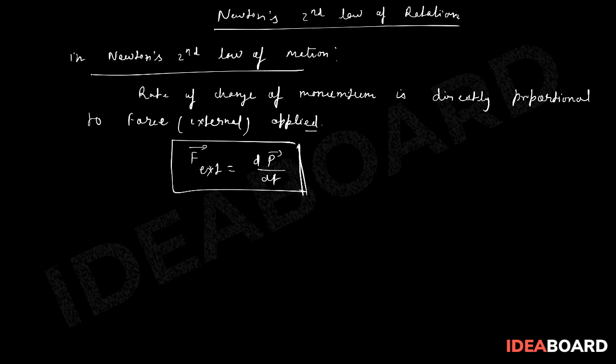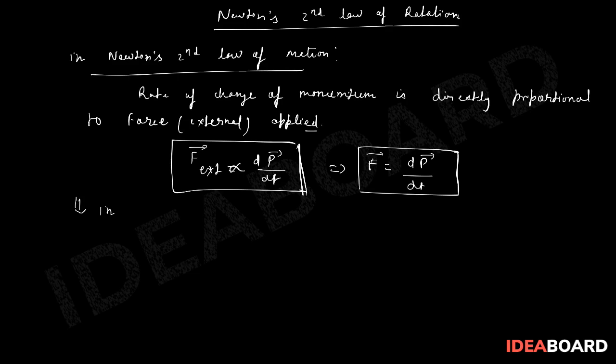So initially, at least, this is the proportionality, but later on we found that this proportionality will be removed and the constant is 1. So this will give you dp upon dt. So this is the analogy of Newton's second law of motion.